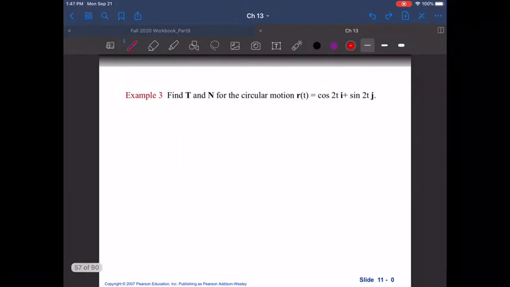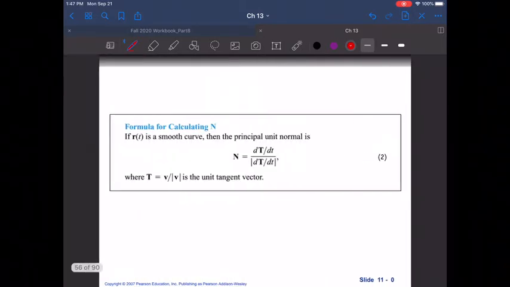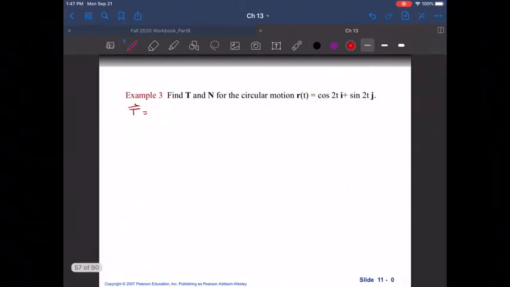So let's look here. Let's find T and N for the circular motion. R of t equals the cosine of 2t in the i direction plus the sine of 2t in the j direction. So to find our tangent vector, what do we do here? We have to find the derivative of this, right?